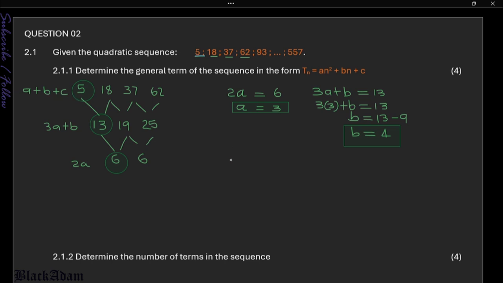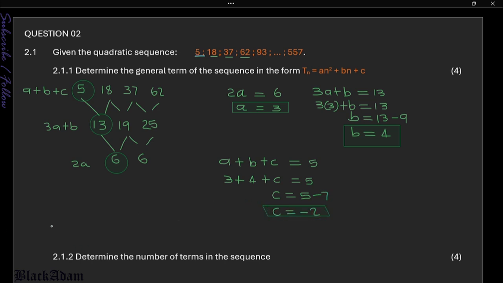So b is 4. And then the next part, we need to find c. So we're going to use the first term in the sequence. a plus b plus c is equal to 5. So a is 3 and b is 4, so 3 plus 4 is 7, plus c is equal to 5. So c is going to be 5 minus 7, that's going to be negative 2.